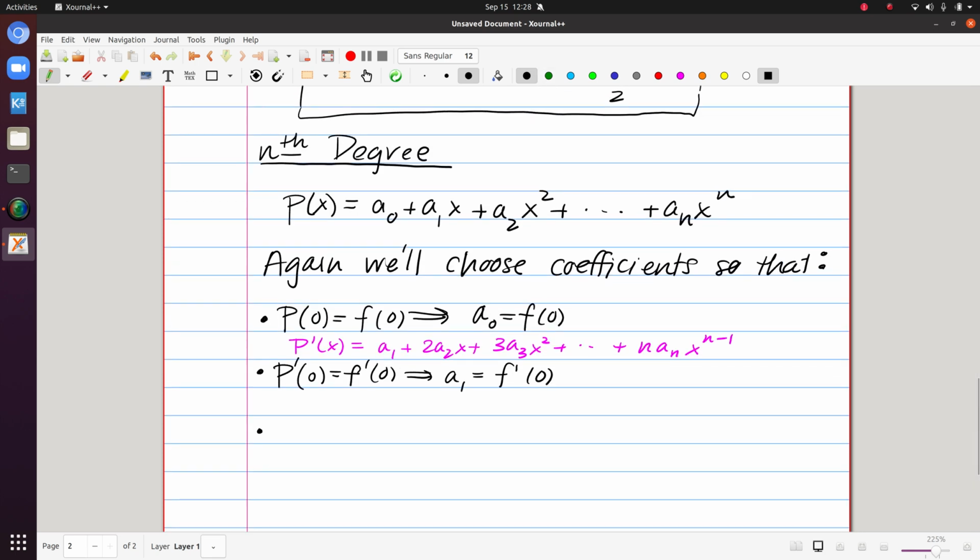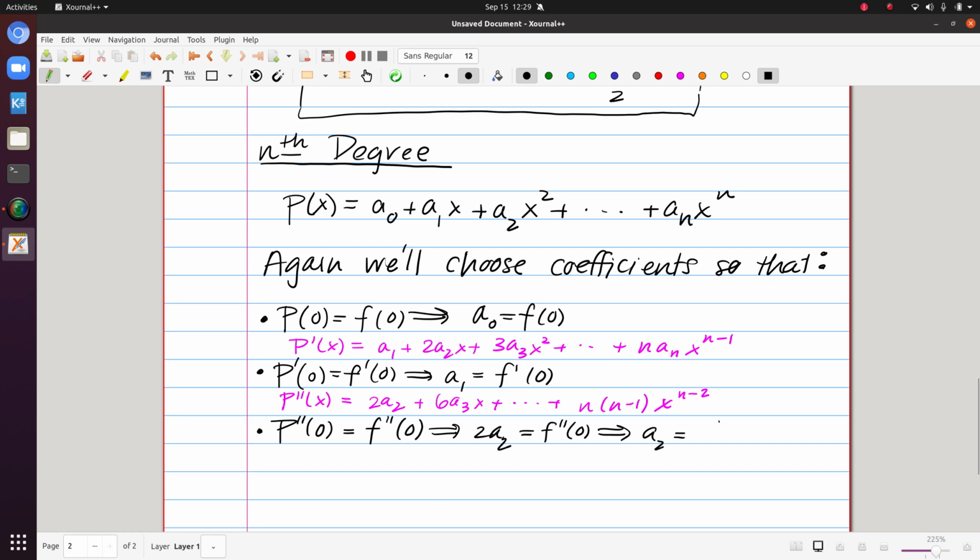Then we want to make sure that the second derivative of p and the second derivative of f match at 0. Again, let's think about what our second derivative of p as a function of x would be. That would be 2a2 plus 6a3x, and so on. And now the last term would be n times n minus 1, x to the n minus 2. Plugging in 0 leaves 2a sub 2. We want that to equal the second derivative of f. And that means that I should choose a2 to be the second derivative divided by 2.